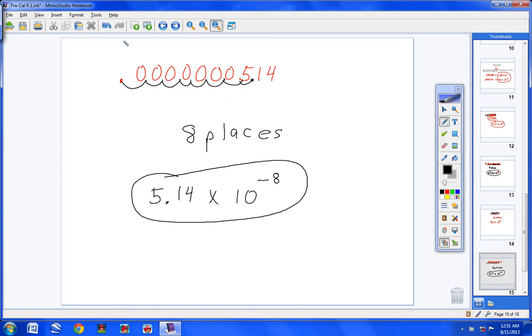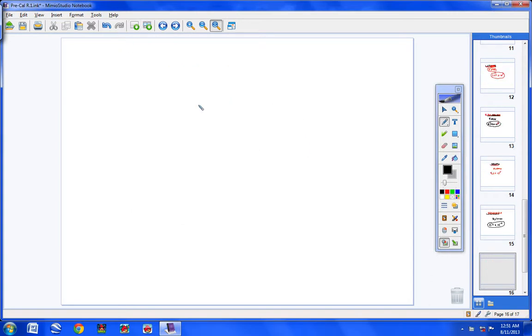Now, you young men are smart men. Let's go backwards really, really quick. Take some really good notes. I'll try to go fast and then we're done. Let's go backwards. What if I said we had 4.1 times 10 to the 6? And I said, I want you to write this in standard notation.